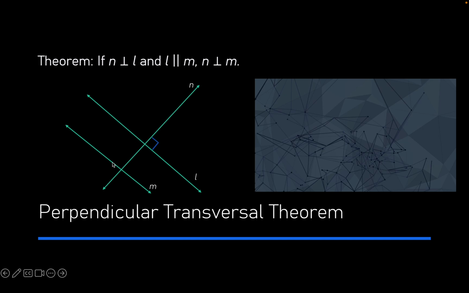Well, that works if we know that these two are parallel, but the other part can be true as well. If we already know that these are parallel, and I know that L is perpendicular to N, then I can conclude that M is also perpendicular to N. It's just another perspective on the same theorem.